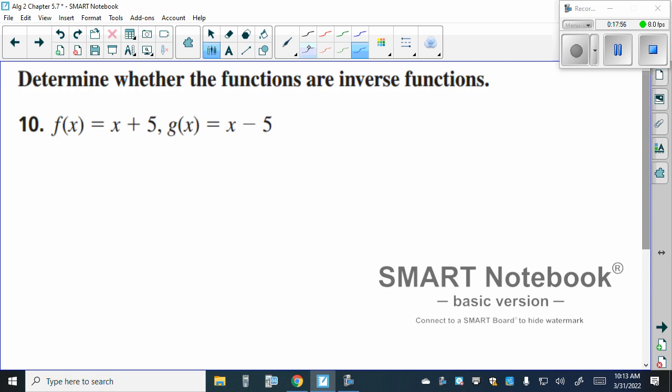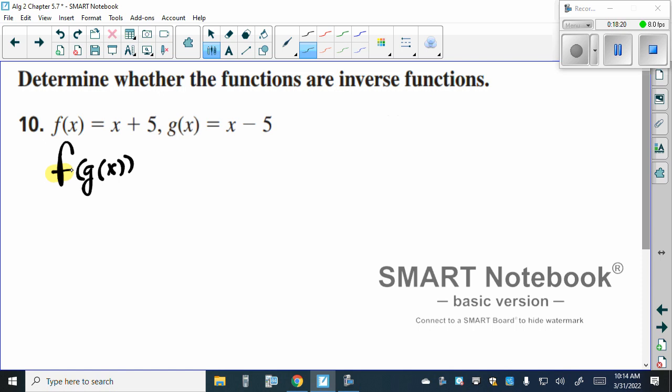So let's look at f of g of x. I'm just going to pick one of them. Now, if one of these two does not give us x, we know that they're not inverses. Because for them to be inverses, f of g of x and g of f of x have to give us the same thing. And more specifically, it has to give us x.